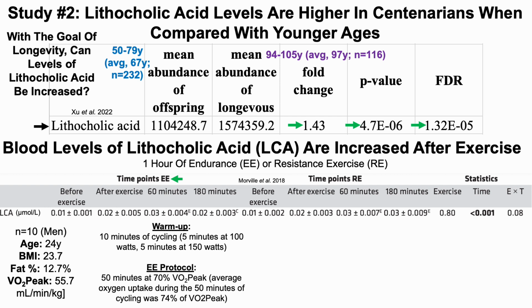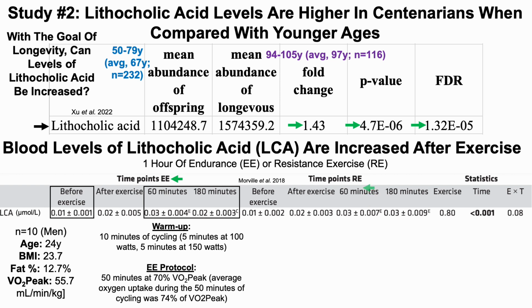All right, so what was the effect of that 1 hour of endurance exercise on blood levels of lithocholate? Before exercise, lithocholate levels were 0.01 micromolar, and then 60 minutes after exercise, that amount was tripled to 0.03 micromolar, and it still remained elevated up to 3 hours after exercise at 0.02 micromolar, so doubled when compared with before exercise. So from this, we can see that lithocholic acid levels are increased up to 3 hours after endurance exercise.